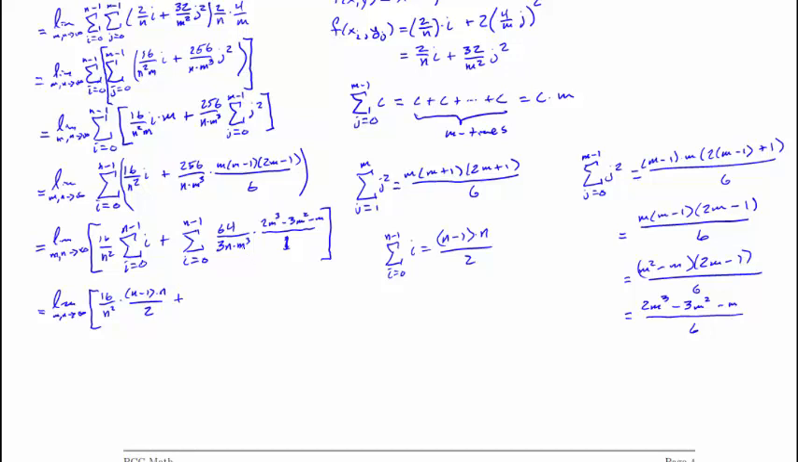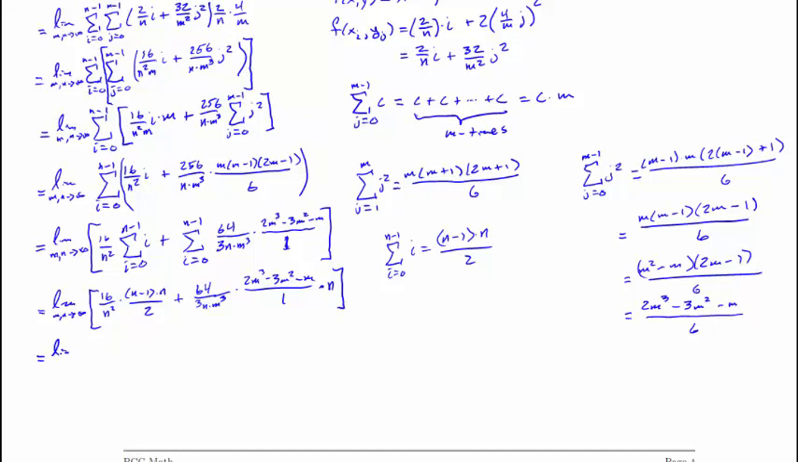Plus, over here, we have, now this is going to be, I'm just going to copy this for a second, 64 over 3n times m cubed times 2m cubed minus 3m squared minus m all over 1 times n. And that's because this doesn't have any i's in it. So this is considered a constant as far as this sum is concerned. So this is just this whole thing added to itself a total of n times.